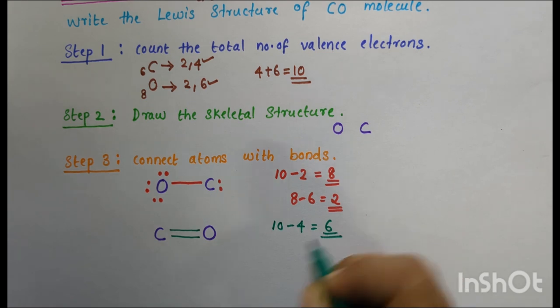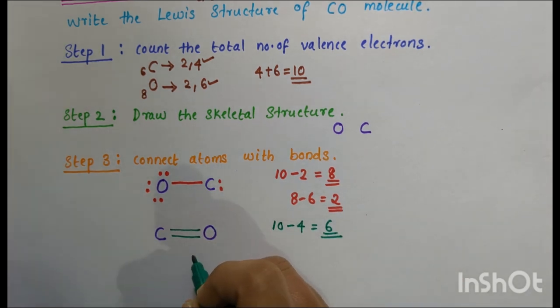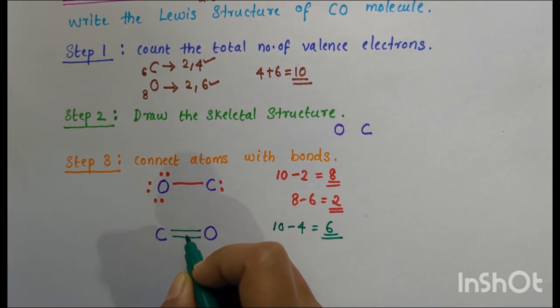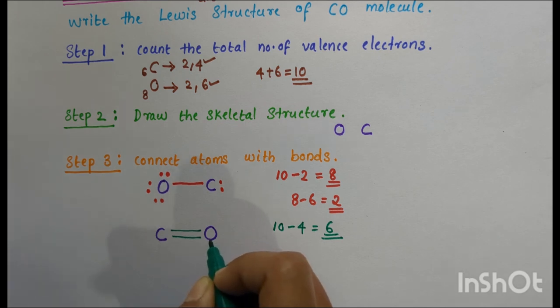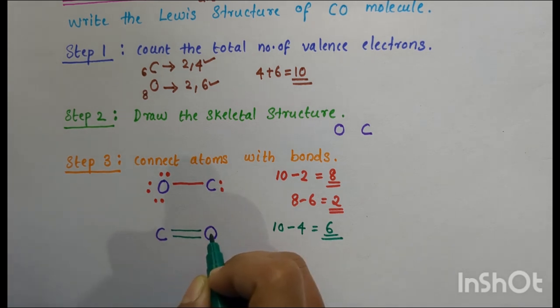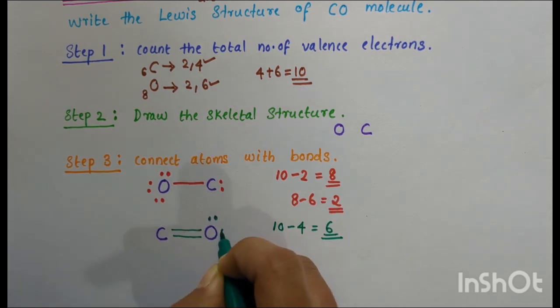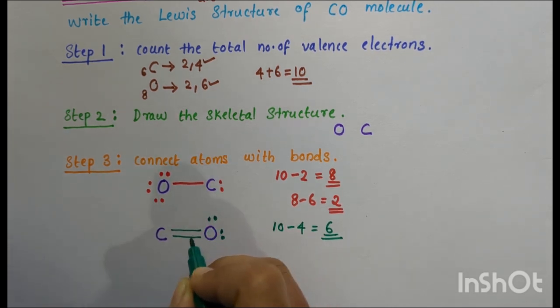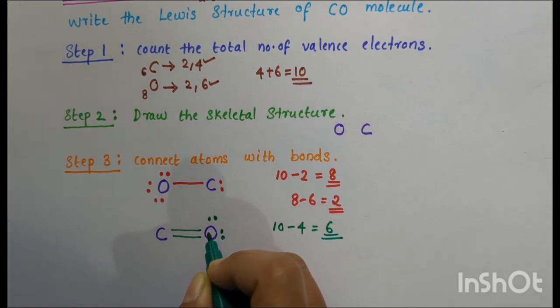Now we have to place these electrons around carbon and oxygen. For oxygen, this double bond uses 4 electrons. Oxygen needs 8 electrons to complete the octet, so 4 electrons are here in the double bond and 4 more are needed. So for oxygen, 2, 2, 4. Then this single bond uses 2. So 2, 2, 2, 2. Total 8 electrons are there for oxygen, so the octet is completed for oxygen.